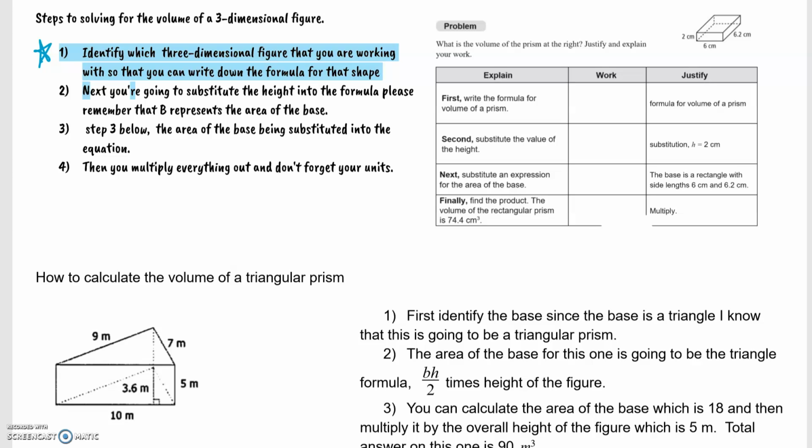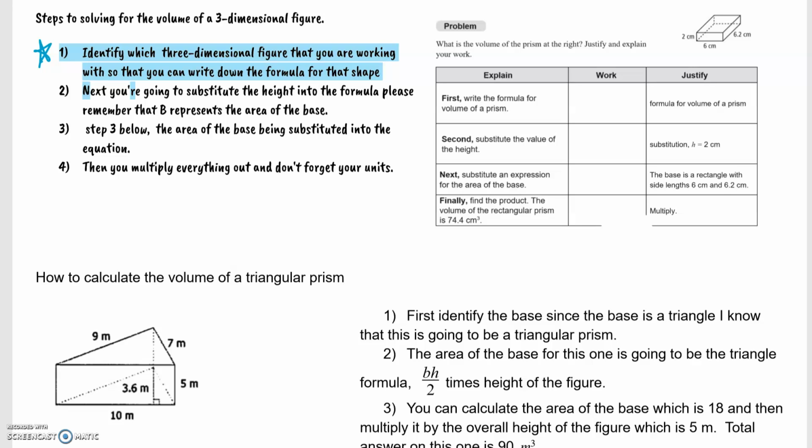Okay, you're going to substitute the height into the formula. Please remember that capital B represents the area of the base. A lot of people forget that, that's why I've stated it multiple times. For step 3, substitute the area of the base into the equation, and then multiply everything out and don't forget your units.